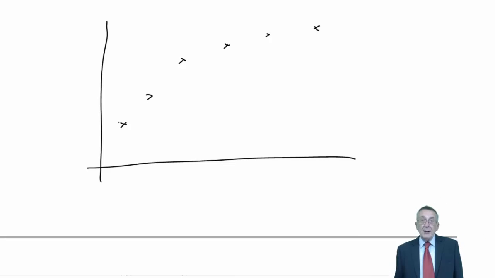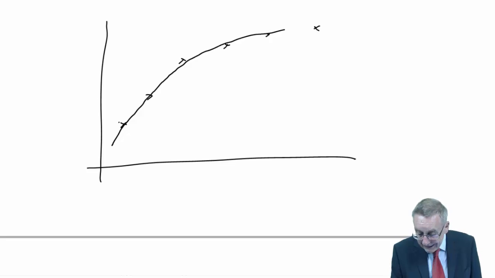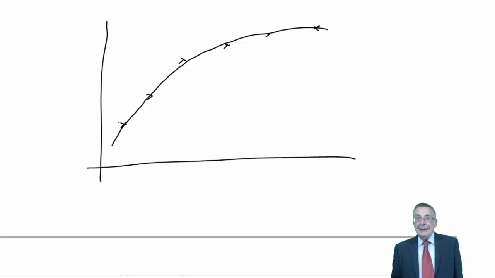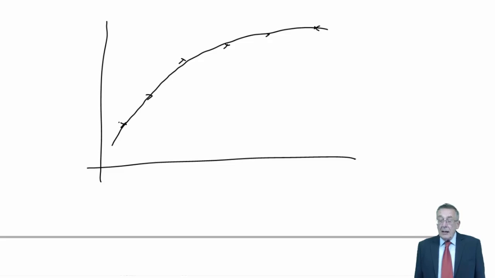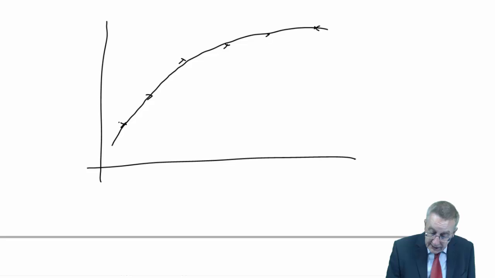Now that doesn't look anything like a straight line to me. It looks to me as though it's a curve. And yet arithmetically, using the formula, we've just found the line that most nearly goes through them, which is perhaps like this.